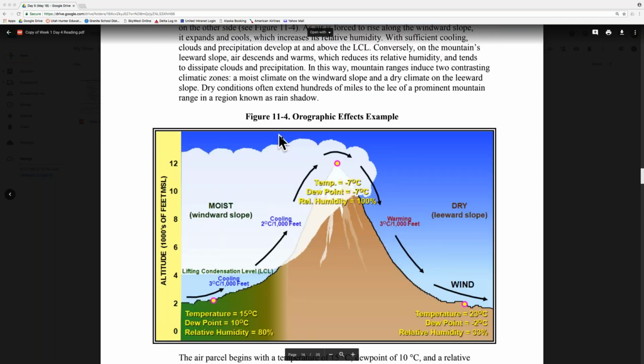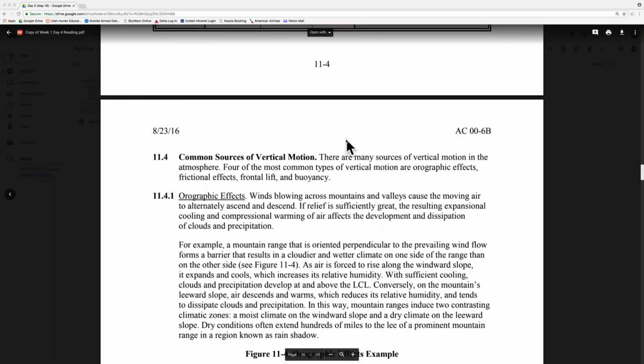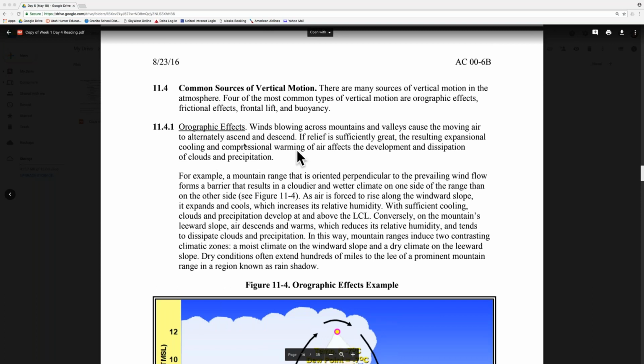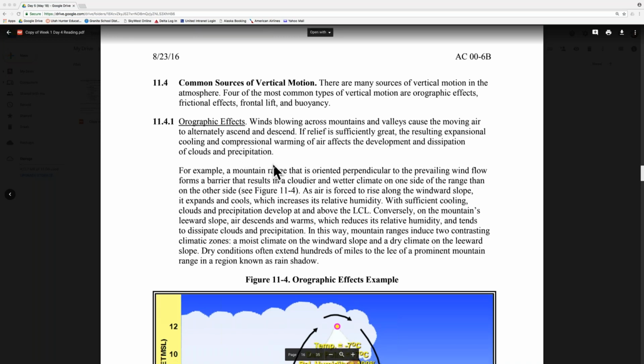All right, so let's talk about orographic lifting here, orographic effects. So wind blowing across mountain valleys causes moving air to alternately ascend and descend. If the relief is sufficiently great, the resulting expansional cooling and compressional warming of the air affects the development and dissipation of clouds and precipitation.